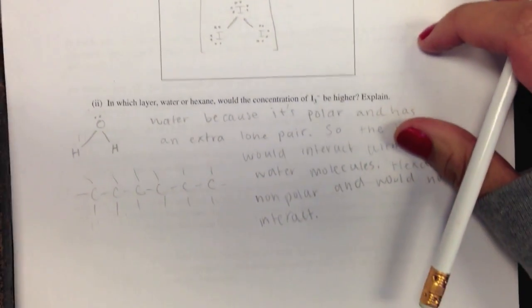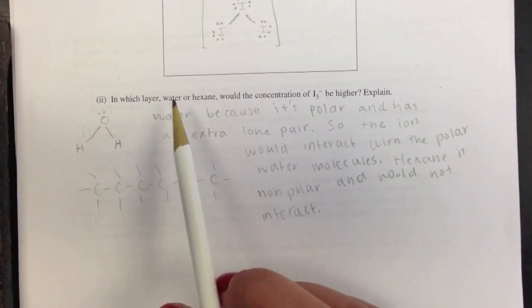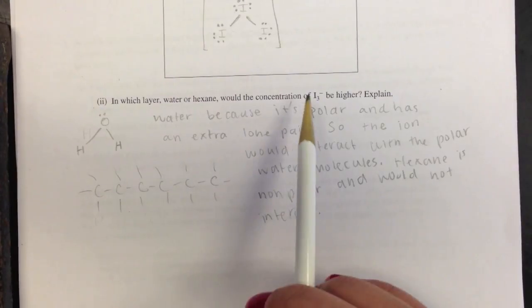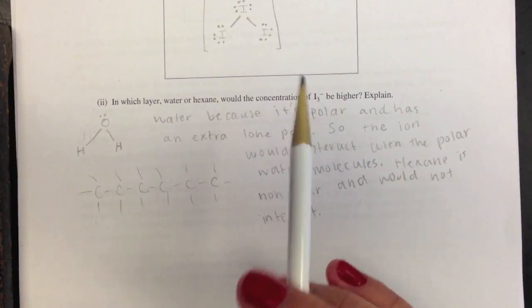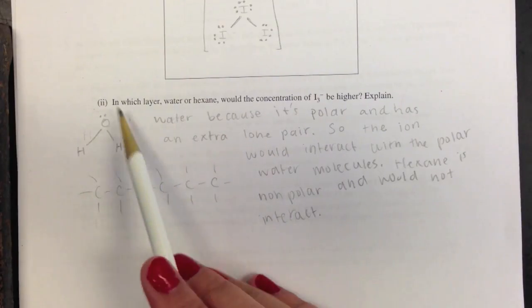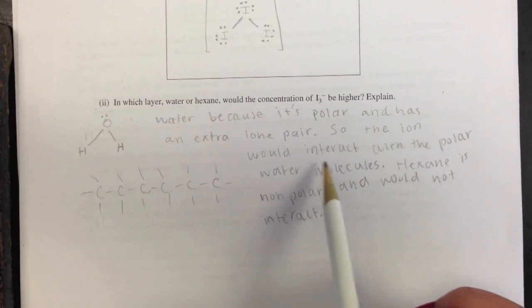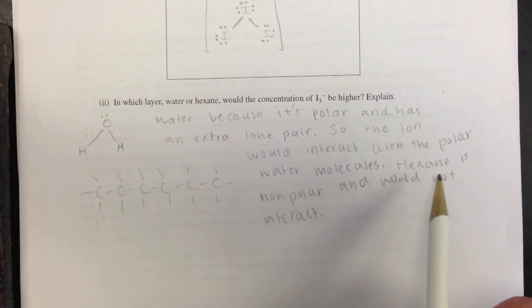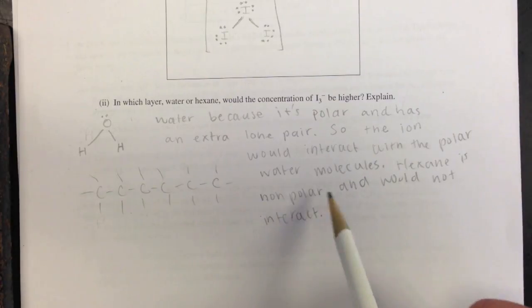And the second one here, it's asking which layer, water or hexane, would the greatest concentration be, or where would the concentration be higher? It would be higher in water because it's polar, it's an extra lone pair, so it's more soluble, so the ion would interact with the polar water molecules, and hexane is nonpolar, so it would not interact with this ion.